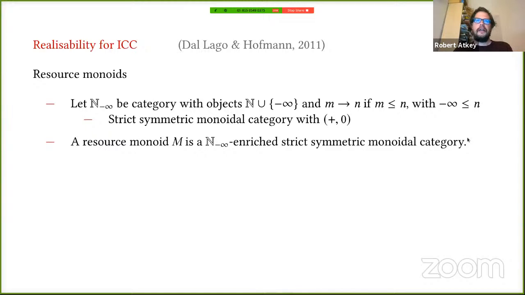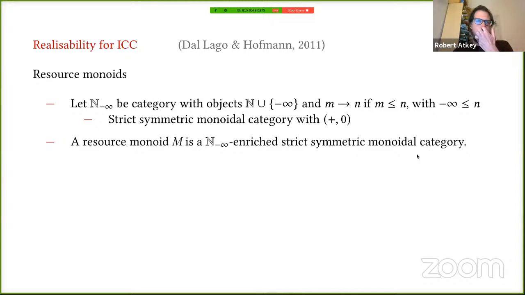definition in a second. Let's just let N_{-∞} be the category with objects that are all the natural numbers along with a minus infinity, and an arrow from m to n if m is less than n, where minus infinity is less than everything. So this is a strict symmetric monoidal category with plus. And then the kind of annoyingly terse category theory definition is: a resource monoid is an N_{-∞}-enriched strict symmetric monoidal category.